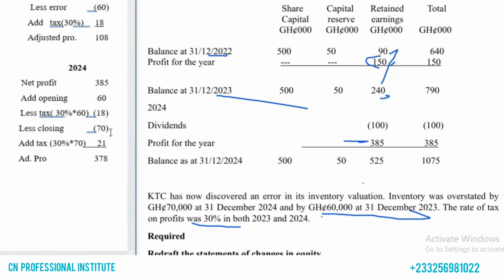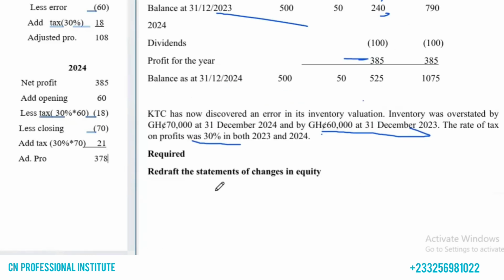So instead of doing them separately, you can just find the net, the 10: we are adding 60, we are lessing 70, so we are lessing 10. If you are lessing 10, you add back the tax on the 10, which is 3. So it's the same thing. You get the same answer. Right. So just get the concept, but I did it separately. So that's it. And then we should redraft the statement of changes in equity.